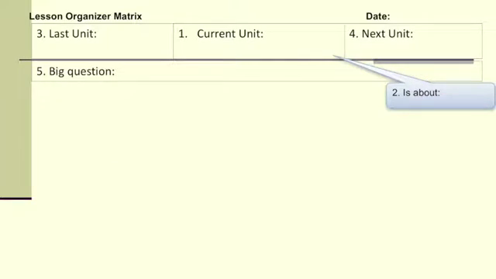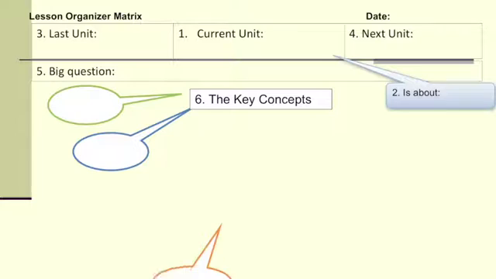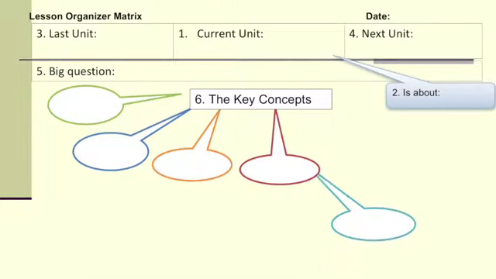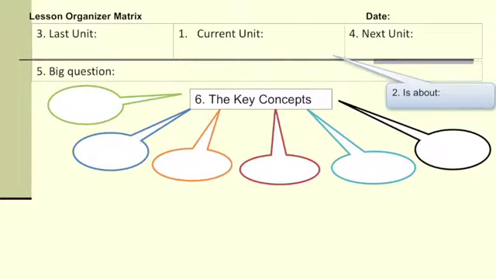The next is, what is the big question? What are we asking? What do we want them to learn? And what are the key concepts of this big question? You could have anywhere from 3 to 6 key concepts. I would limit it to 6 because then the matrix gets a little bit too confusing.